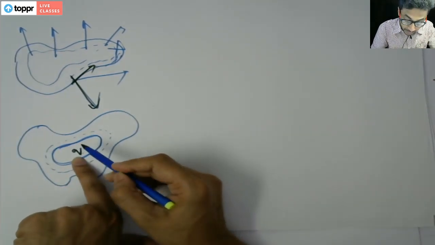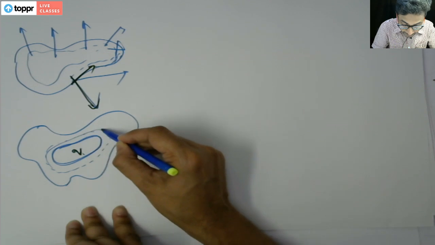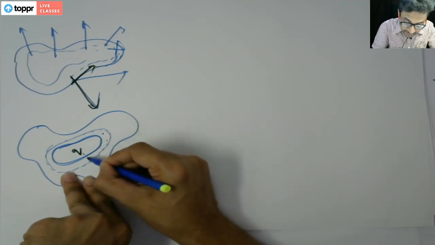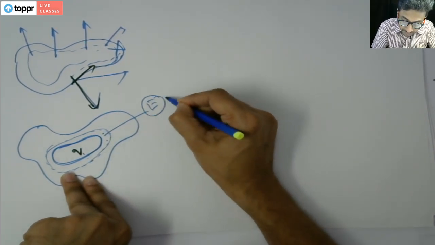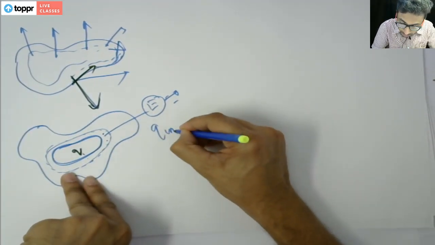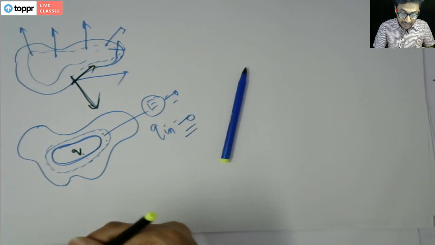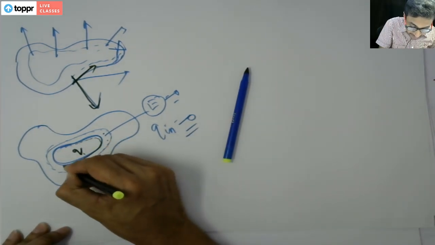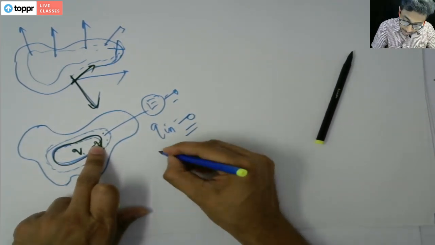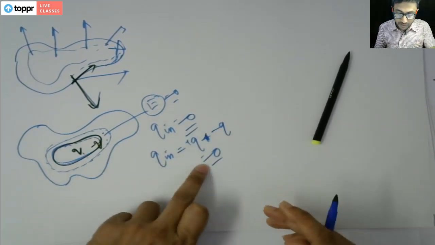Say there is a Q lying within the cavity. Now if this is a Gaussian surface, then the electric field within this should be 0. If the electric field is 0, then we know from the previous discussion that the charge enclosed should be 0. If the charge enclosed should be 0, what does this mean? That within the inner surface, a minus q charge should be induced, because then only QIN will be plus q and minus q, which is 0.